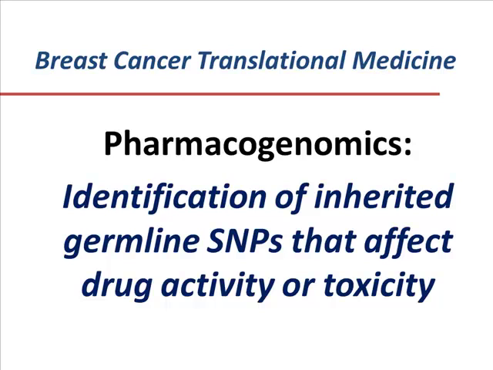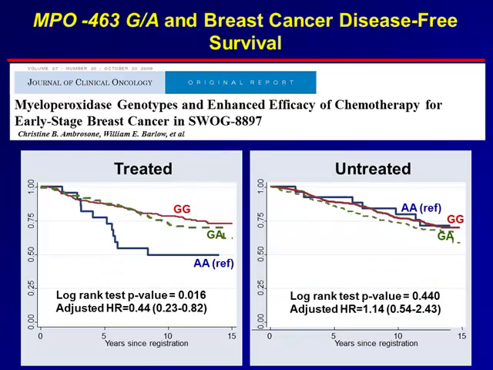Finally, we've had a great deal of interest in pharmacogenomics so we can see if we can identify inherited germline SNPs that affect drug activity or toxicity. This has been principally led by Christine Ambrosoni from Roswell Park in our group. This is one of our first studies suggesting that perhaps patients who have a SNP, excuse me, an MPO that doesn't permit deactivation or doesn't permit activation of cyclophosphamide might do worse than patients who have wild type, whereas if they were untreated, did not receive chemotherapy, they all did the same.